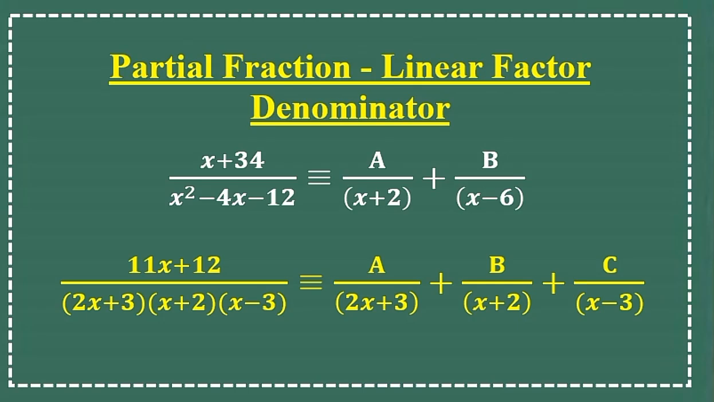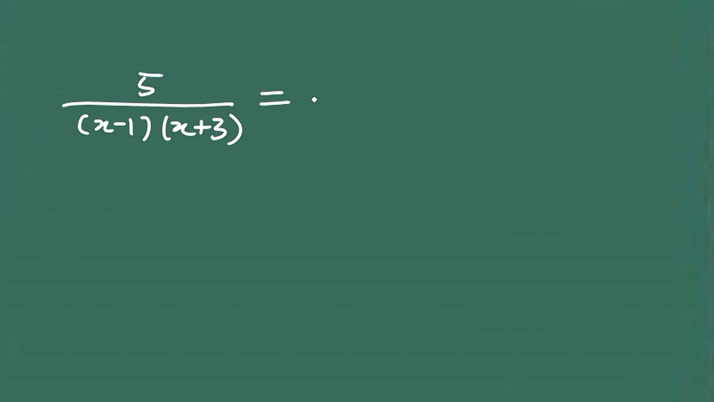In this lesson, we are going to look at partial fractions with linear factor denominators. Let's try to understand the concept of a partial fraction. If we have a fraction 5 all divided by x minus 1 times x plus 3, this fraction is a sum of two separate fractions, and we can split it up into smaller units.